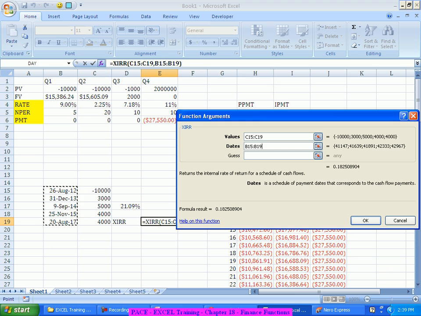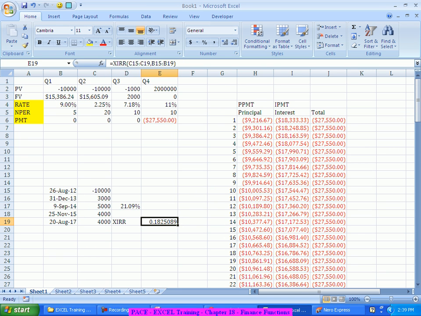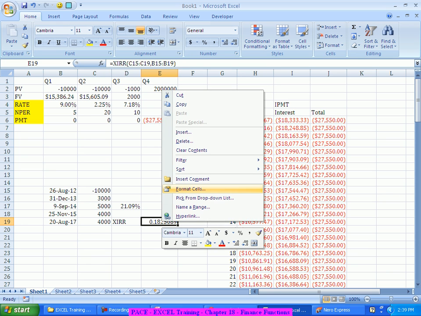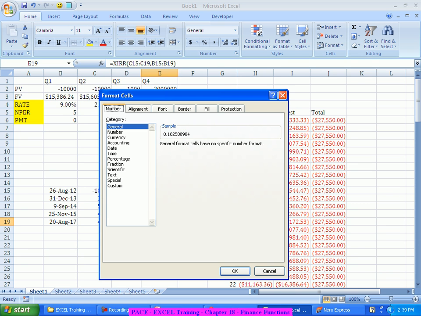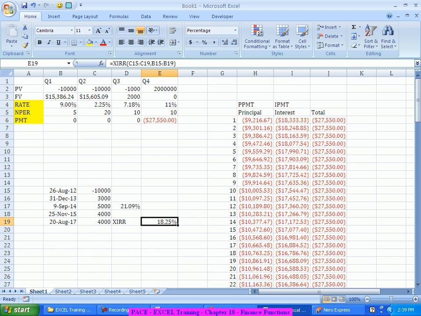They have given the values and the dates, no? So in the values column, I'll take the values. In the dates column, I'll take the dates. That's it. Now the rate will change. Now the rate has become 18.25%. See, so if there is uniformity, that 1 year from now I will get this much, 2 years from now I will get this much, then I can use a simple IRR.